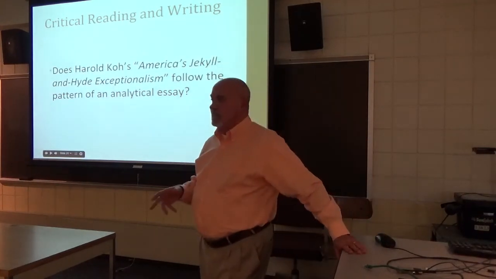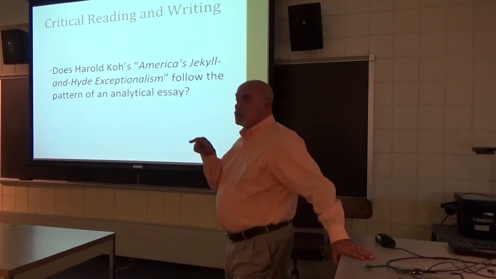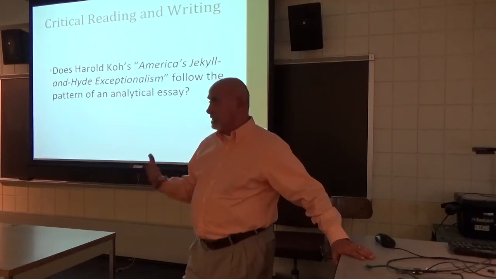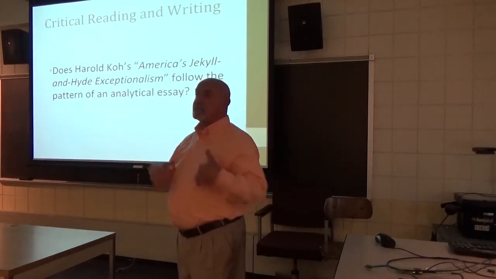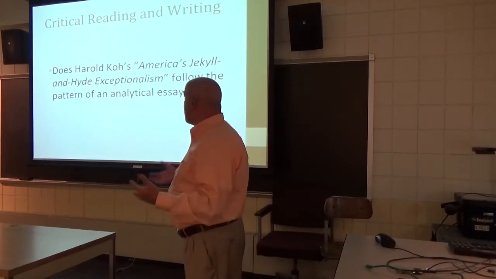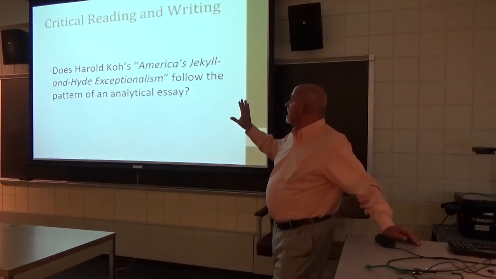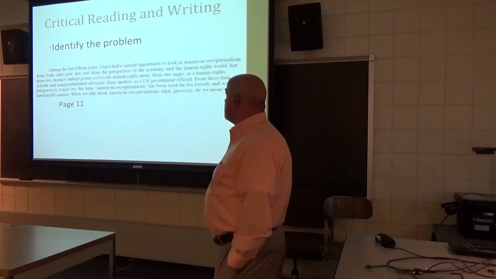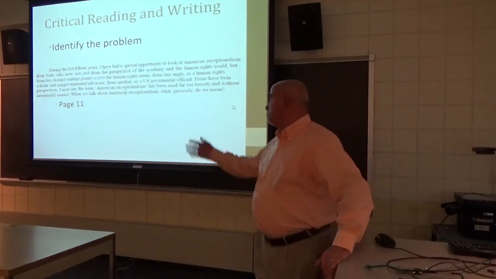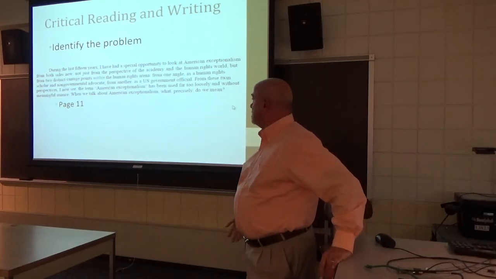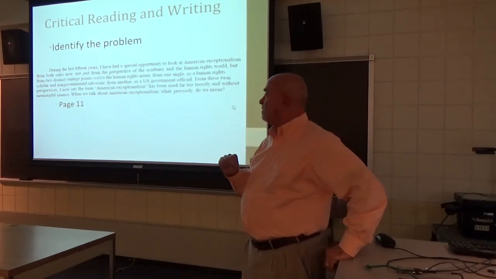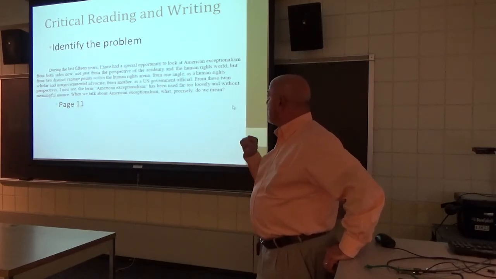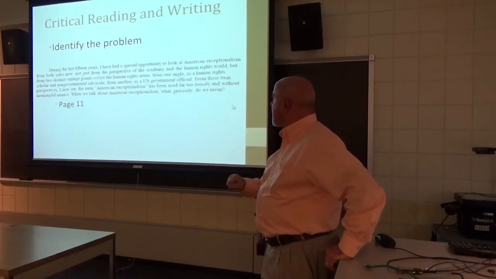So if you have to do this in your own essay, one way to approach a close reading of the essays that you're using as sources is to look at them the same way. They're analytical essays. Do they follow this pattern? I'm looking at Harold Coe's America's Jekyll and Hyde Exceptionalism. How close does he get? Does he identify the problem? The evidence is on page 11, where he says, from these twin perspectives, I now see the term American exceptionalism has been used far too loosely and without meaningful nuance. When we talk about American exceptionalism, what precisely do we mean?